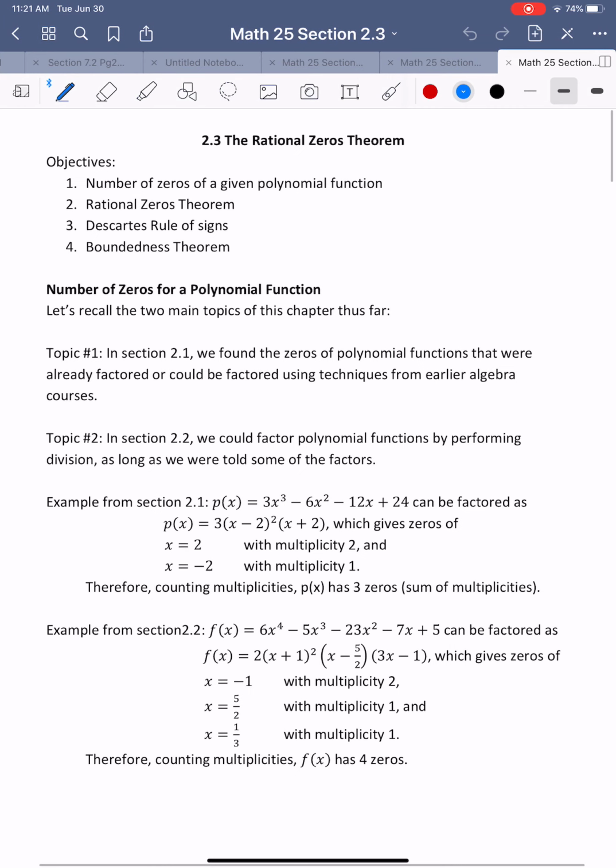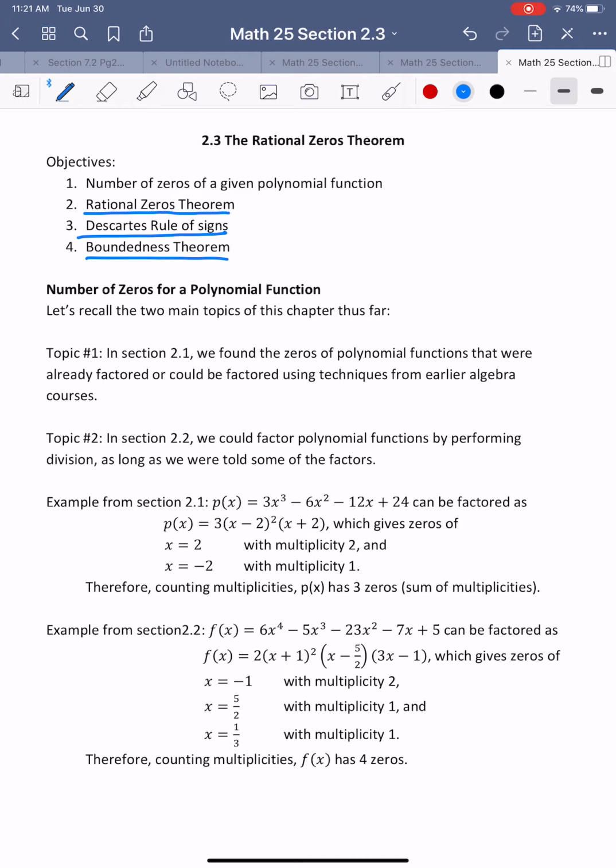So this is section 2.3, the rational zeros theorem. The objectives for this section are: number one, the number of zeros of a given polynomial function, and the rational zero theorem. This is actually very important, and then Descartes' rule of signs, and then the boundedness theorem. So, number of zeros for a polynomial function.